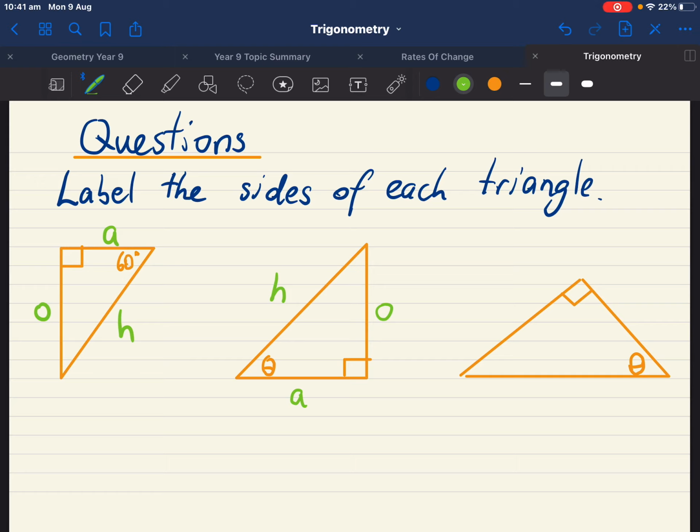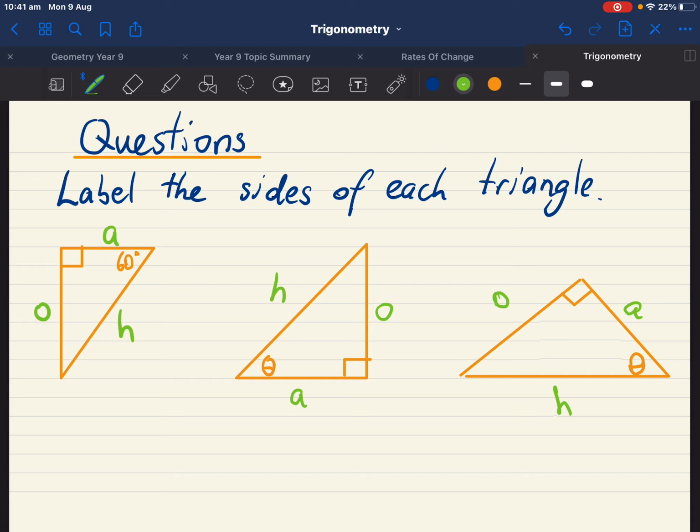And for this one here, it doesn't matter how you rotate the triangles. The hypotenuse will always be the longest side, the one that is opposite the right angle. The opposite will always be the side that is opposite the included angle. And the adjacent is the one next to the included angle.